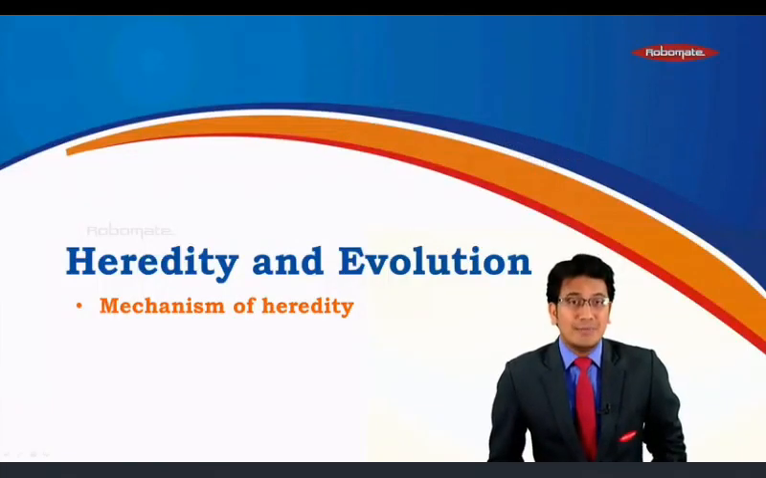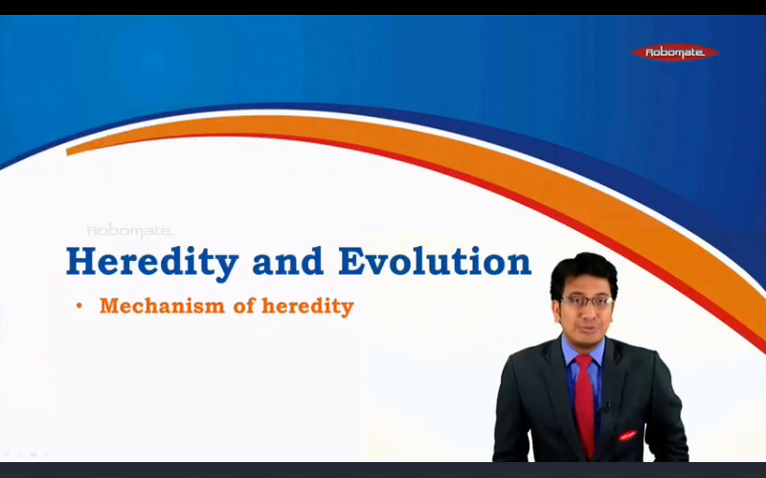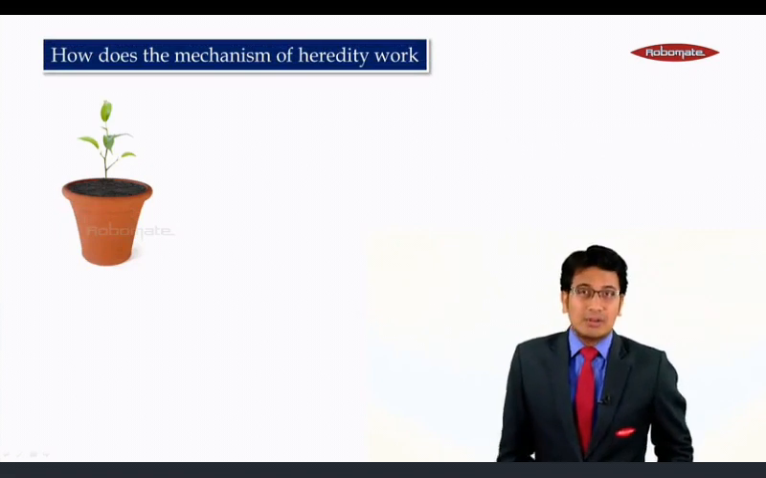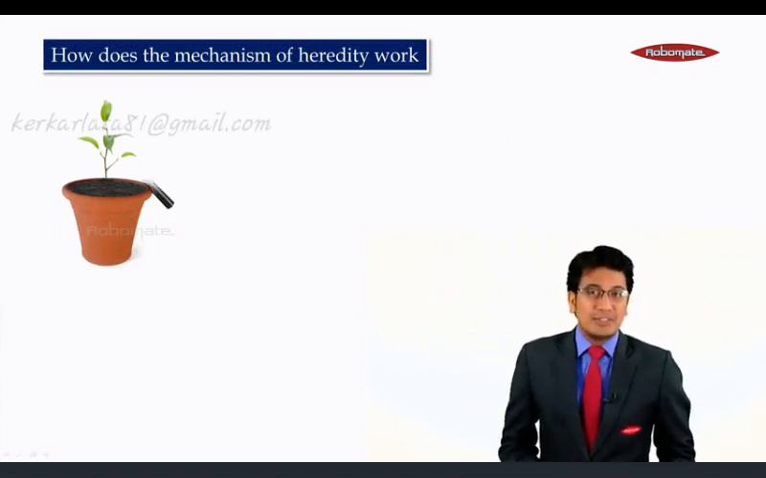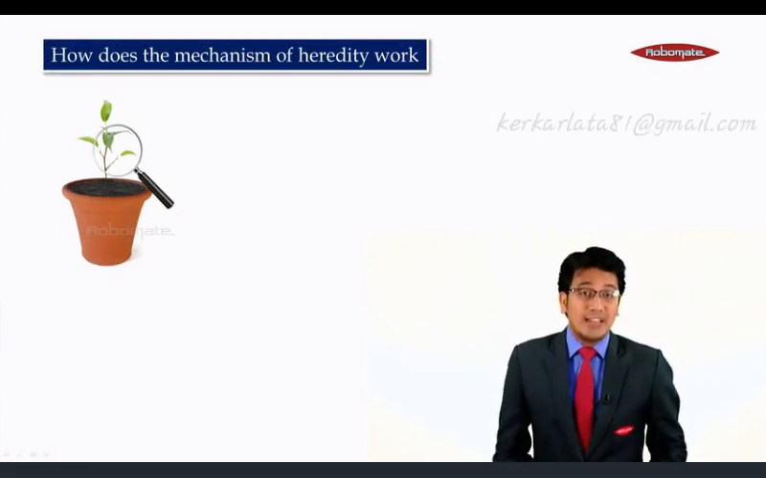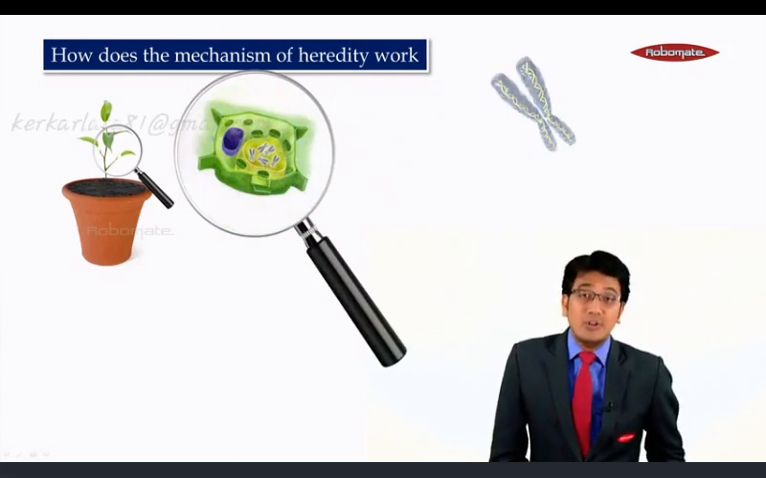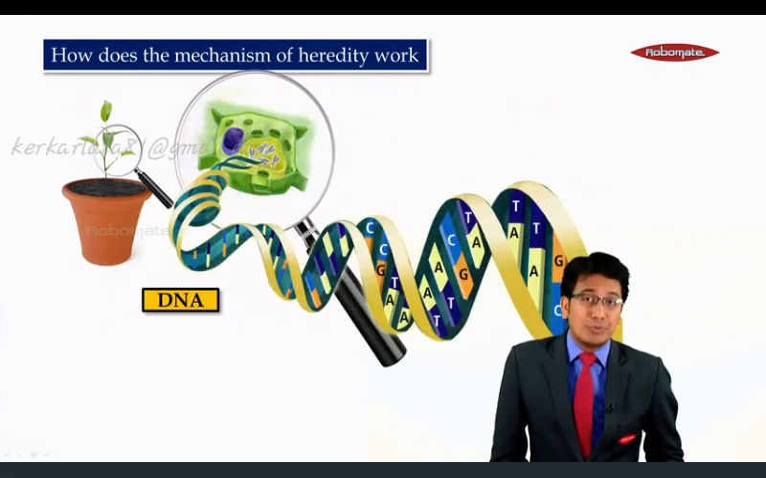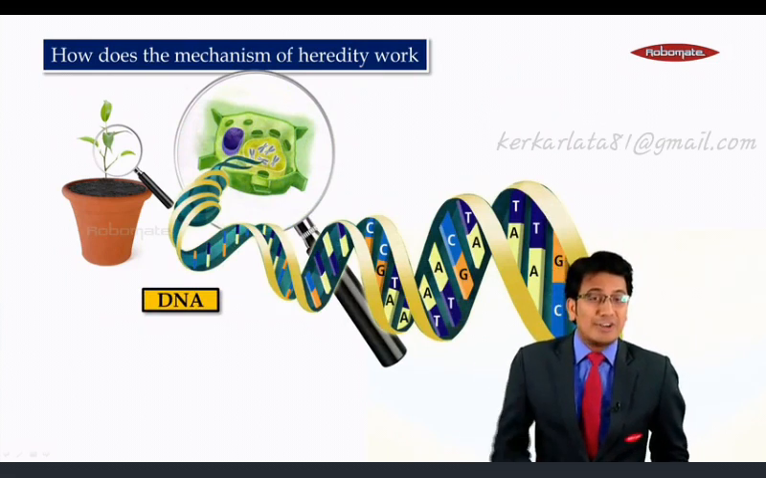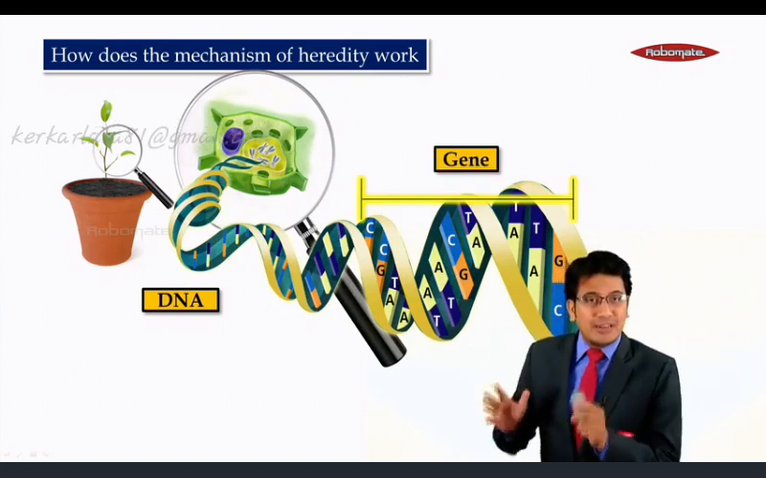See the mechanism of heredity, how genes are transferred from one generation to another. How does the mechanism of heredity work? Suppose there is a plant, and the leaves of the plant are made up of cells, even the whole plant is made up of cells. Inside the cell there is a nucleus, and inside the nucleus there is a chromosome. Inside the chromosome we have the DNA, the deoxyribonucleic acid, and a part of this DNA is called a gene.